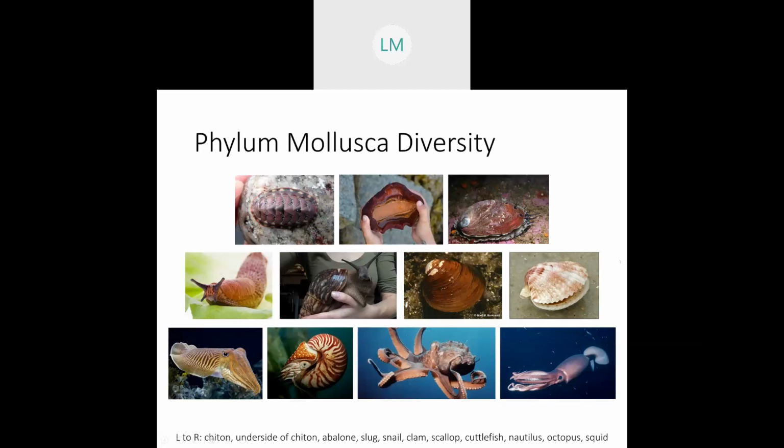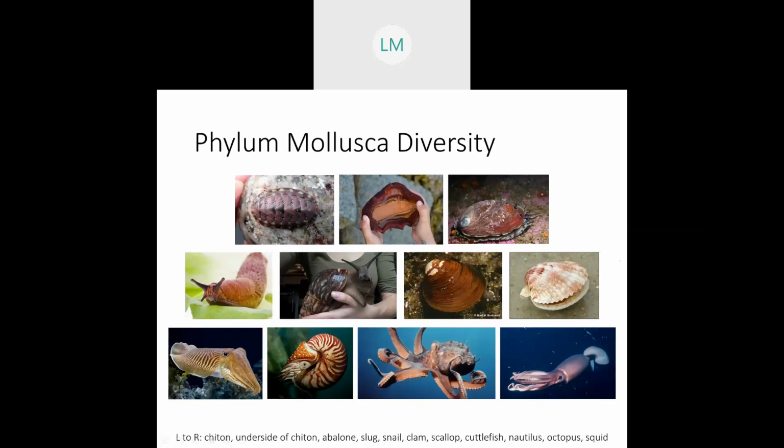So this is some of the diversity that we see in phylum Mollusca. So this is a chiton here. This is a type of mollusk that has these really distinct plates on the outside. If you turn a chiton over, this is the underside of a chiton. So that's what the underside looks like. You can kind of see this muscular foot around the side there. We've got an abalone here. That's a type of mollusk. Slugs and snails are all types of mollusks.